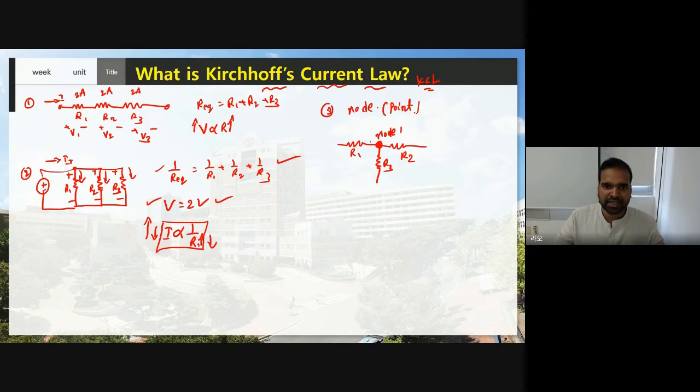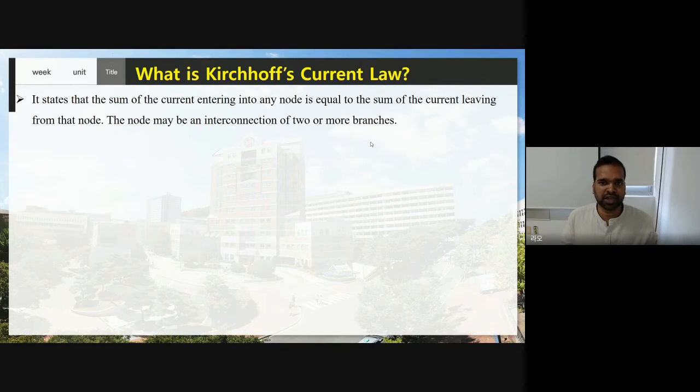Okay, clear? If you understand these 3 points, it is very easy to solve KCL.